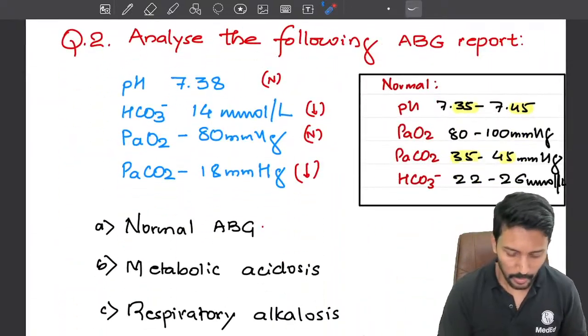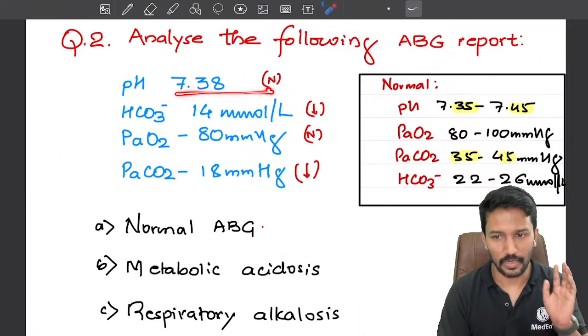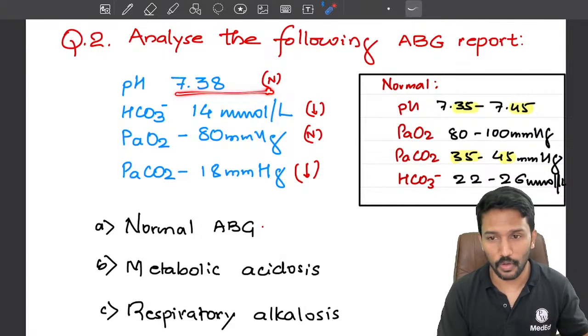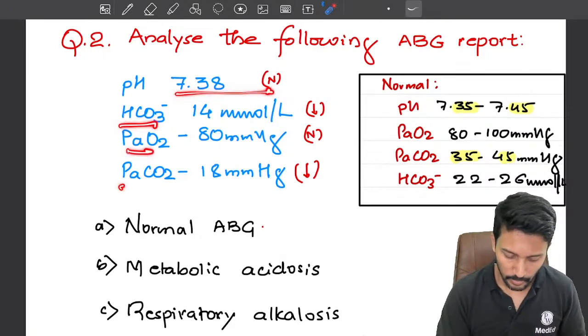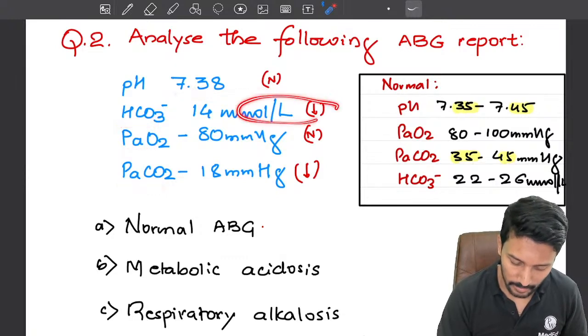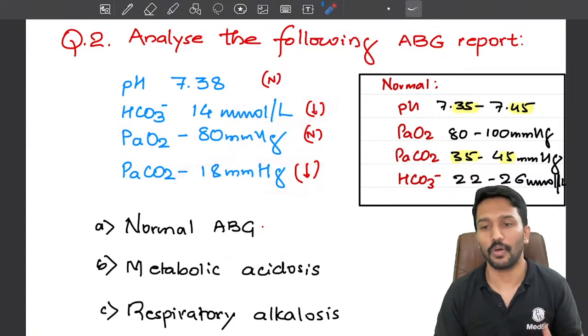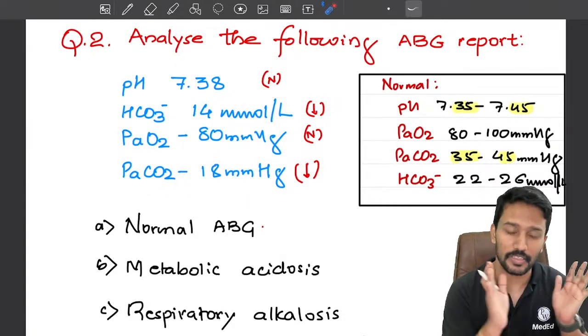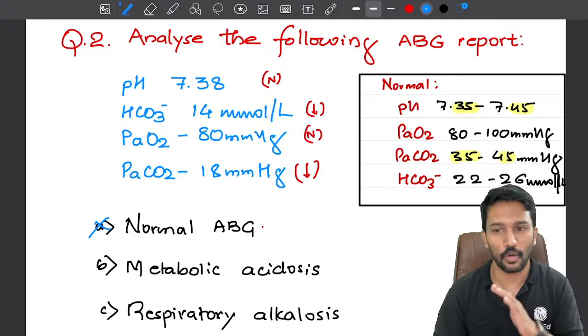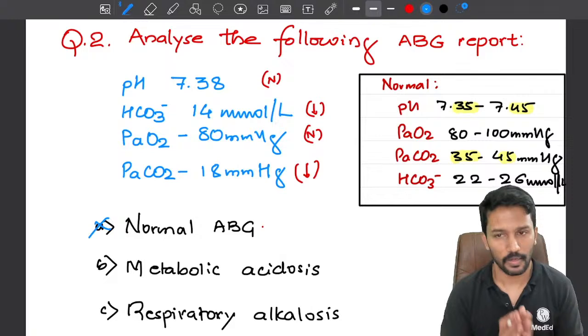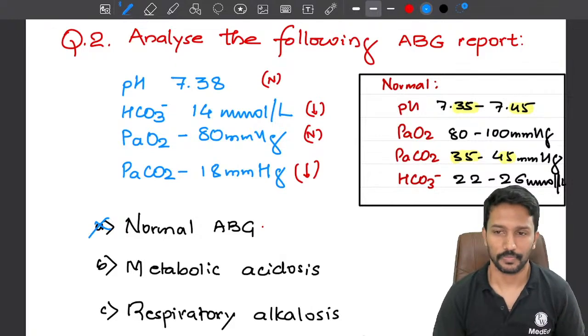Okay, so now going back to the question that we had. In this question, pH is normal, right? But when pH is normal, we don't discard it as normal ABG. We have to look at the bicarb and PaCO2, right? So I can clearly see that bicarb and PaCO2 are abnormal. That means there is an acid-base disorder. So confidently I can rule out option A. This is not a normal ABG, right? Now then comes the question.